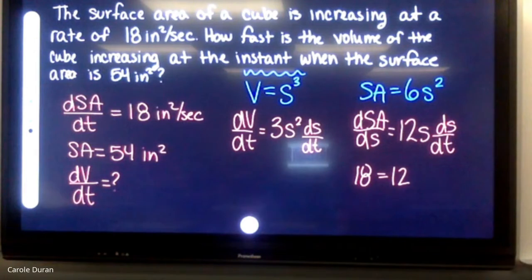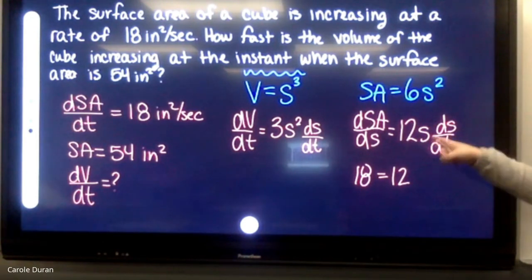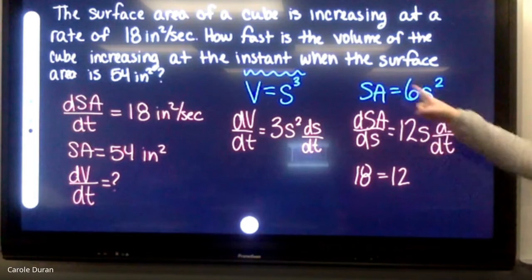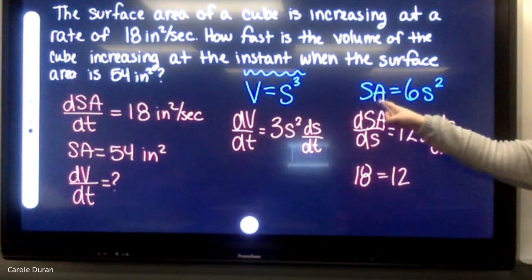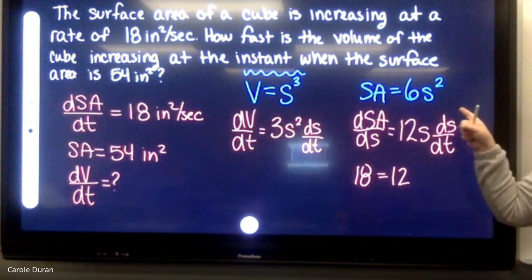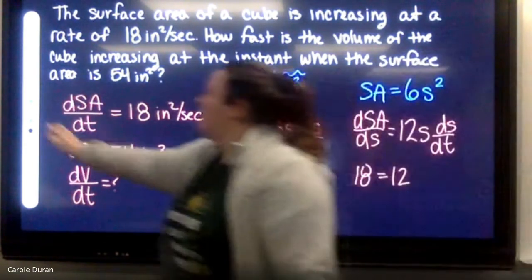And now I've kind of run into a stop because I have an unknown s and I still have an unknown ds/dt. But as Devin pointed out, I can solve for s by setting up another one of these surface area equations, plugging in what my surface area is and solving for s. So I'm going to do that.